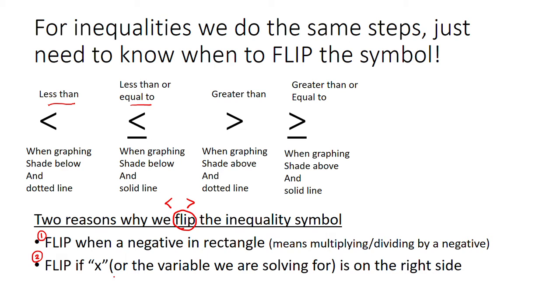When we have our equations, we always want x on the left side, or whatever we're solving for. So if it happens to be on the right side, that's what we don't want. We want it on the left side. So we would flip it over to be on the left side and flip the symbol too. All right, let's take a look at our very easy inequality today.